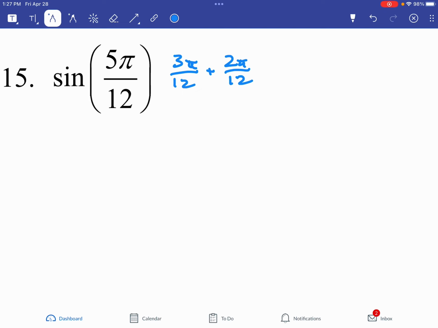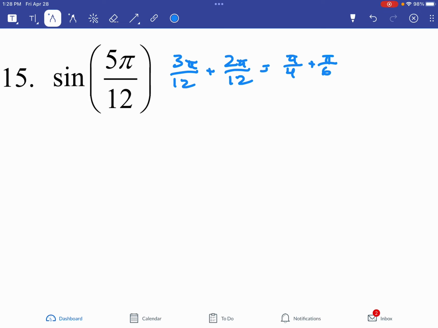Since we're dealing with sine and we're adding, we're going to put it in the sine where you're adding equation on your formula sheet. So before I do that, though, I have to reduce these fractions. 3 over 12 is pi over 4, and 2 over 12 is pi over 6.